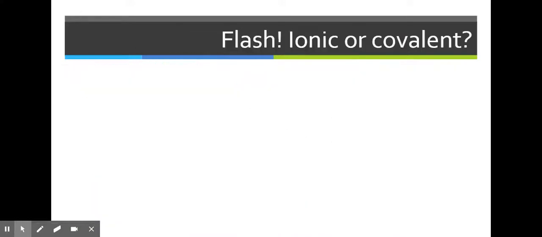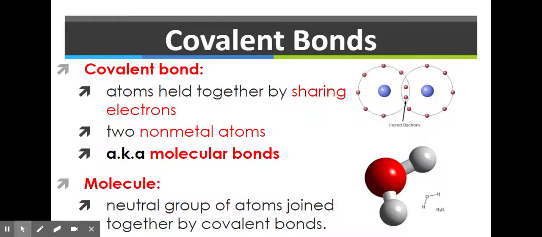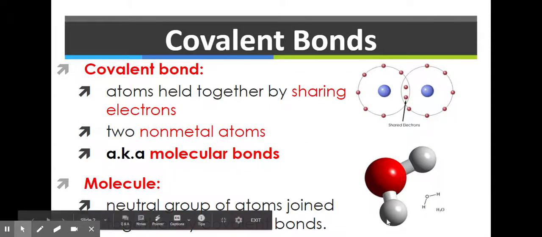So, as we already discussed, a covalent bond is an atom that is held together by the sharing of electrons, as you can see here. They are made up of two non-metal atoms, and we call them molecular bonds. A molecule is just a neutral group of atoms joined together by a covalent bond. So this is an example of H2O.